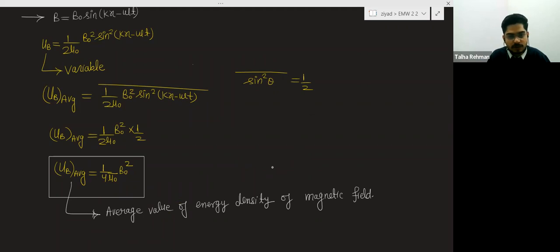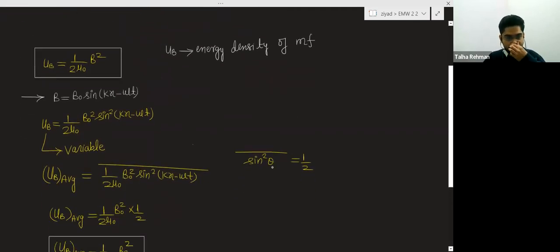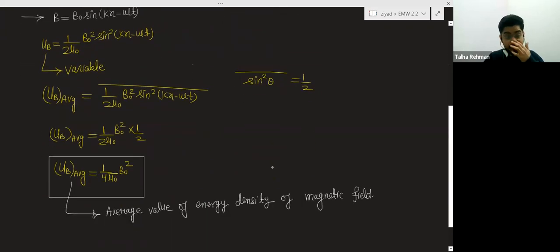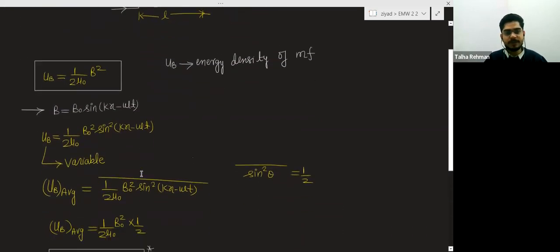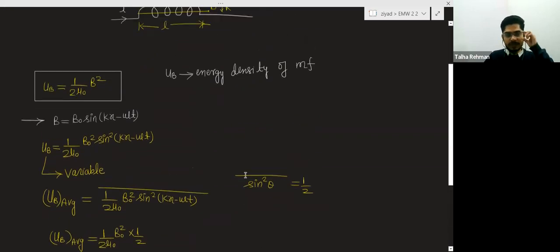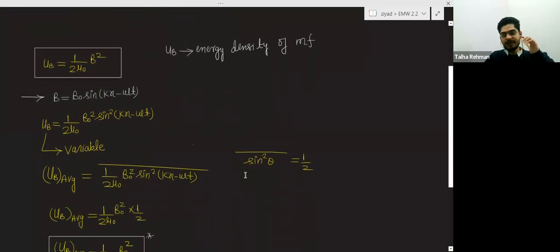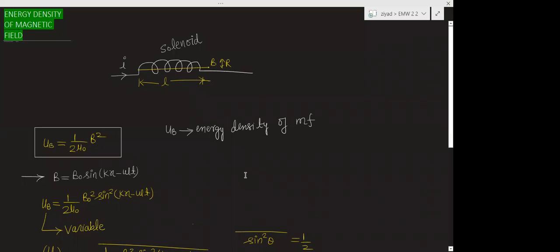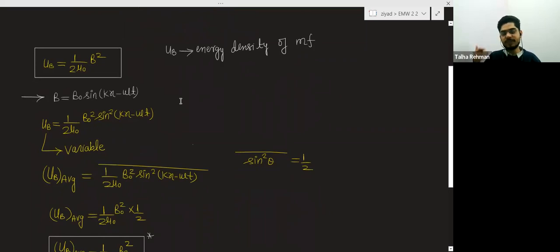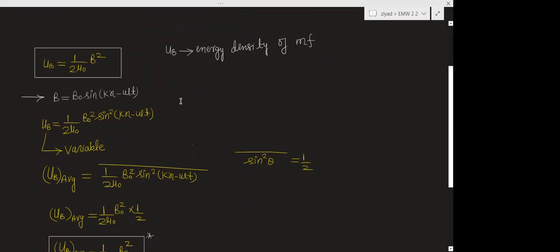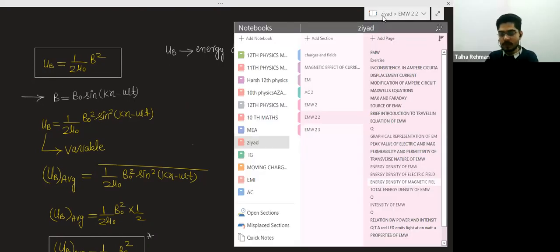I will tell you later what you have to remember in this formula. This is the average value of the energy density of the magnetic field, because the energy density of the magnetic field is changing with time according to this equation, as the magnetic field is also changing with time.